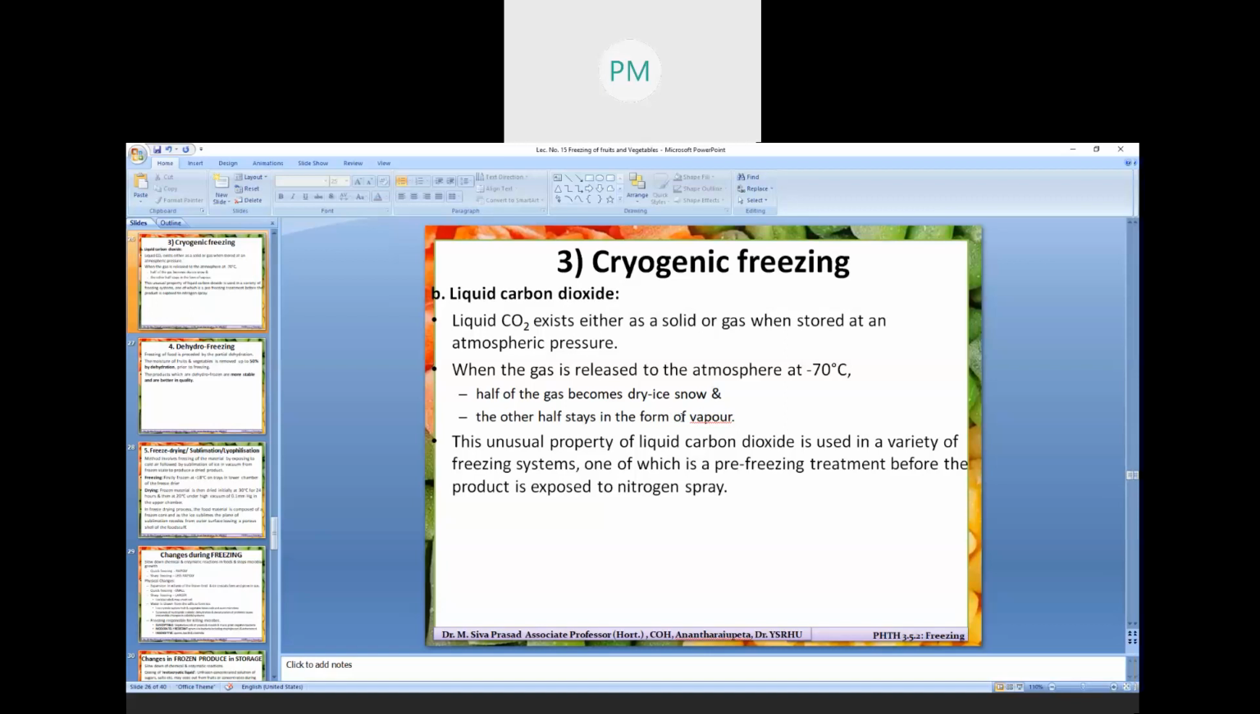Before exposing this foodstuff to the liquid nitrogen, they will initially cool down the produce by exposing it to liquid carbon dioxide. This helps to initially reduce the temperature. So that is cryogenic freezing.